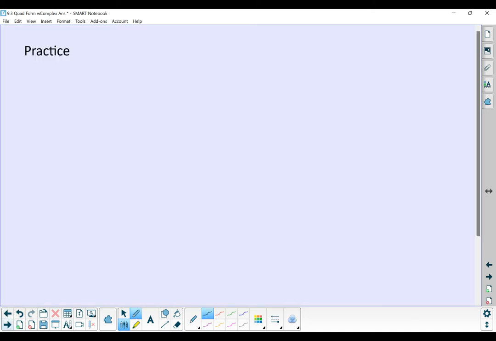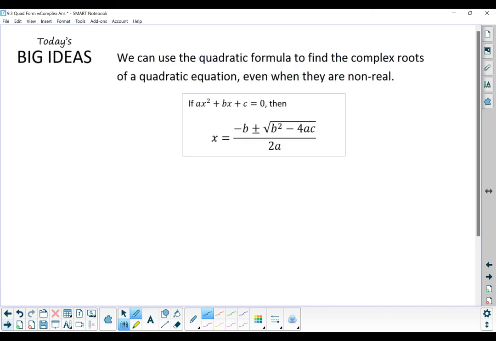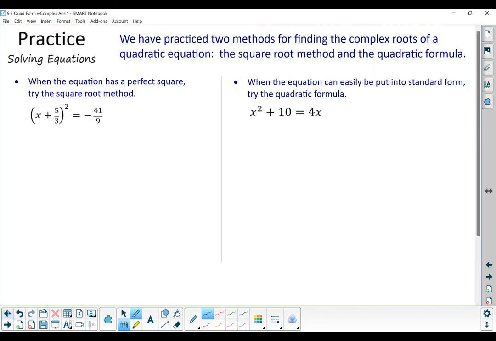Okay, so that really is the big idea of the day, to be able to use the quadratic formula to solve a quadratic equation even when the roots are not real. I do want to do one more thing, and that is that we now know two methods for finding complex roots of a quadratic equation, the square root method and the quadratic formula. So I want to review the square root method with you, and then also the quadratic formula.